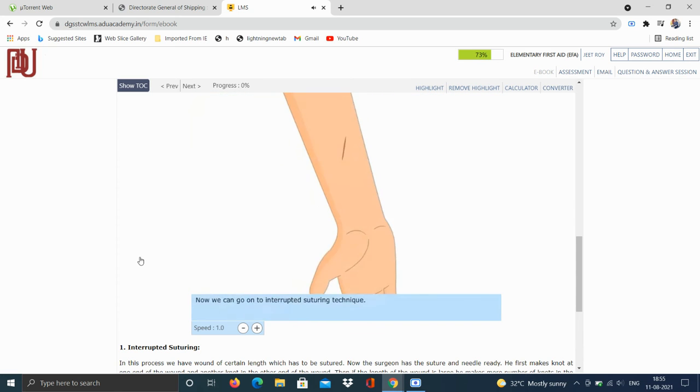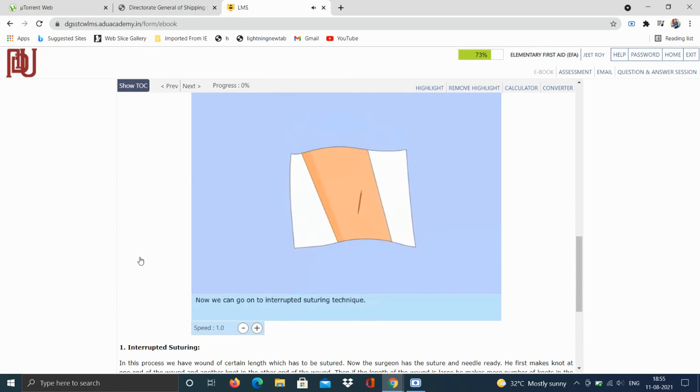Now, we can go on to the interrupted suturing technique. We have a dermal layer to be sutured. The needle and the suture are taken with the help of the forceps. First, the needle is punctured and a knot is made at one end of the wound. Then, another knot is made at the wound. This is an interrupted simple suturing method.